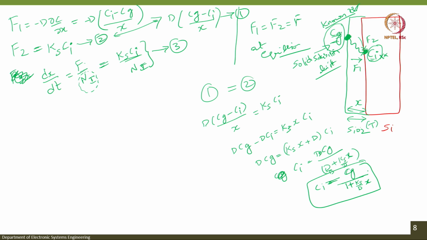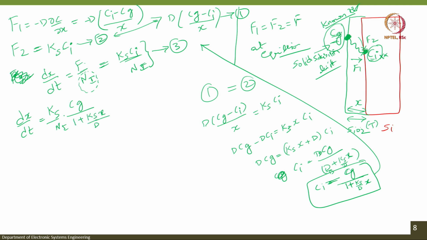Ci is Cg divided by 1 plus Ks by dx. So, if I substitute this in equation number 3, dx by dt is equal to Ks by Ni, keep it outside, right. This is Cg divided by 1 plus Ks by dx. You understand now how the equation has changed, right. Now, if I can rearrange these terms, right.